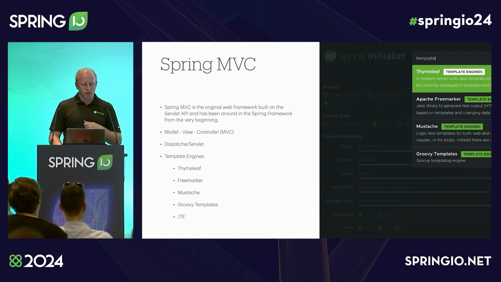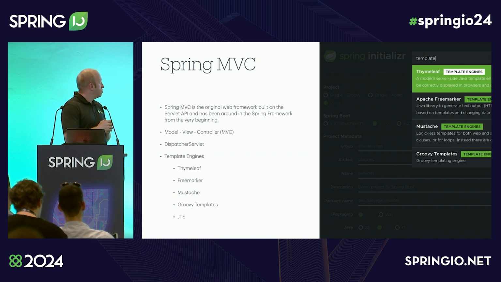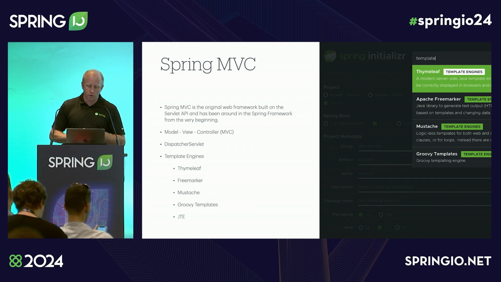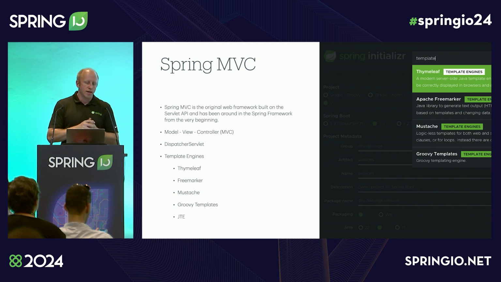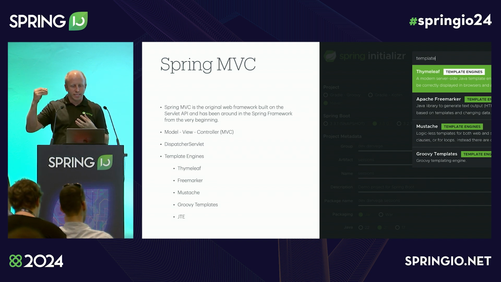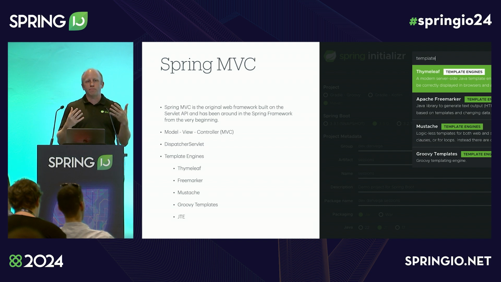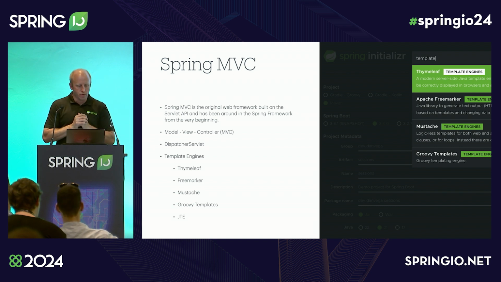So Spring MVC is the original web framework built on the Servlet API, and it's been included in the Spring framework from the very beginning. It uses a technology called a front dispatcher servlet, and we have many different template engines. So we take in a request, and then we delegate to some kind of template engine to render out what we're trying to render, right?